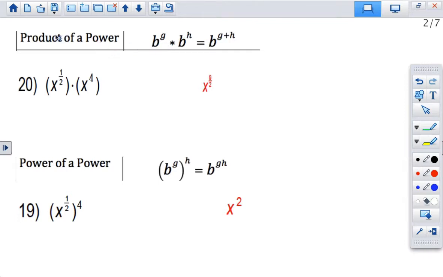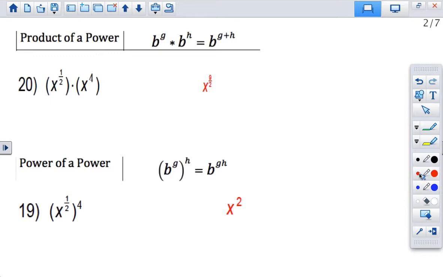So in this case, we have the product of a power and the power of a power. These are two very similar properties, but they have some distinct differences. If we have two terms with the same base, and we're multiplying them together, then whatever your exponents are, you can just add them. So notice how we combine this. On the worksheet for tomorrow, problem number 20, you're going to have x to the 1/2 power times x to the 4th power, and the answer is going to be x to the 9/2 power.